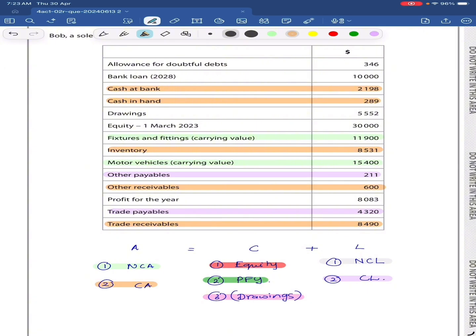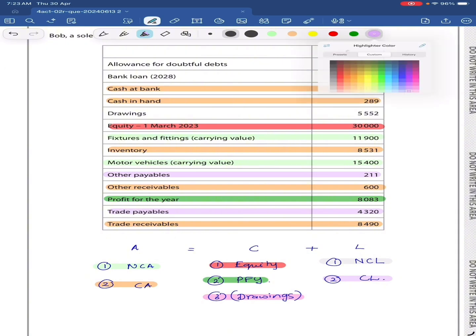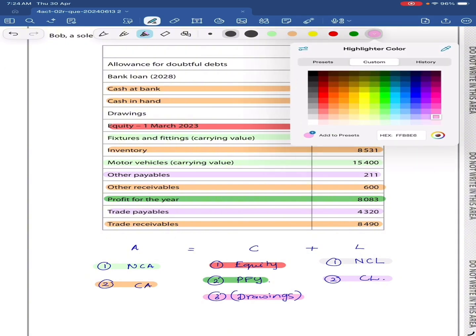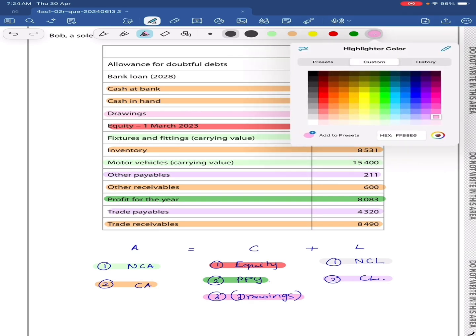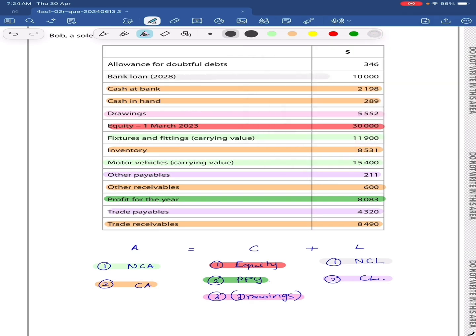current assets. Then the equity at the start of the year and the profit for the year, any goods drawings, and non-current liability bank loan. And this allowance for doubtful debt should be adjusted under non-current asset. This needs to be deducted. Drawings also will be deducted.